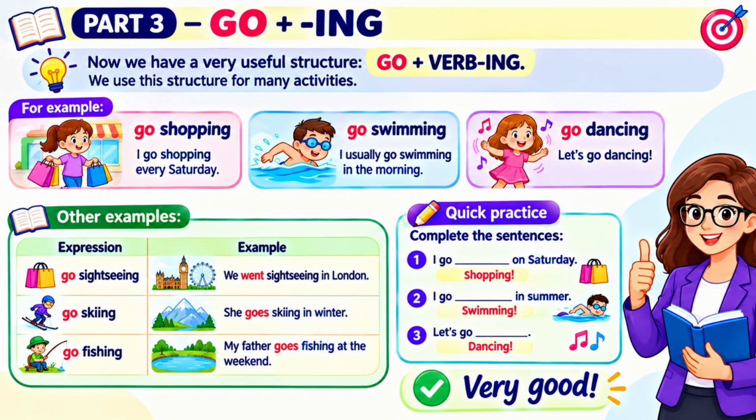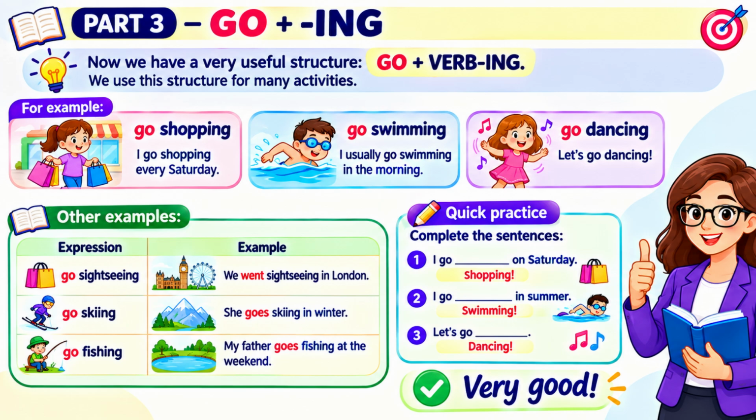Now we have a very useful structure. Go plus verb ing. We use this structure for many activities. For example, go shopping. I go shopping every Saturday. Go swimming. I go swimming in the morning. Go dancing. Let's go dancing.